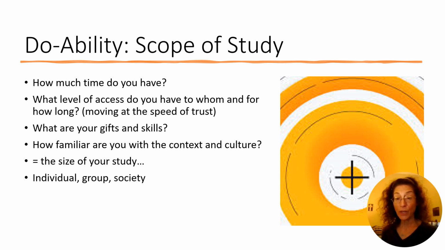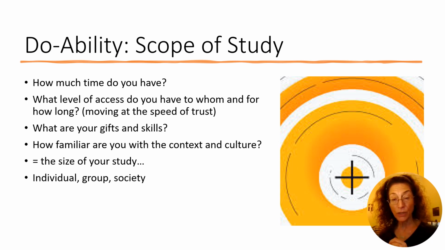Then the third question is, what are your particular gifts and skills? Because that will affect how well you are able to carry out your research. Then, lastly, how familiar are you with the particular context and culture you're studying? If you're very familiar, you can go a little faster. If some of the people that you're studying are relatively new to you, you know a little bit about their culture but not much, it's going to take longer. And when you add all these up together, that will help you decide the size of your study. How many people are you going to study, and how many categories of people?